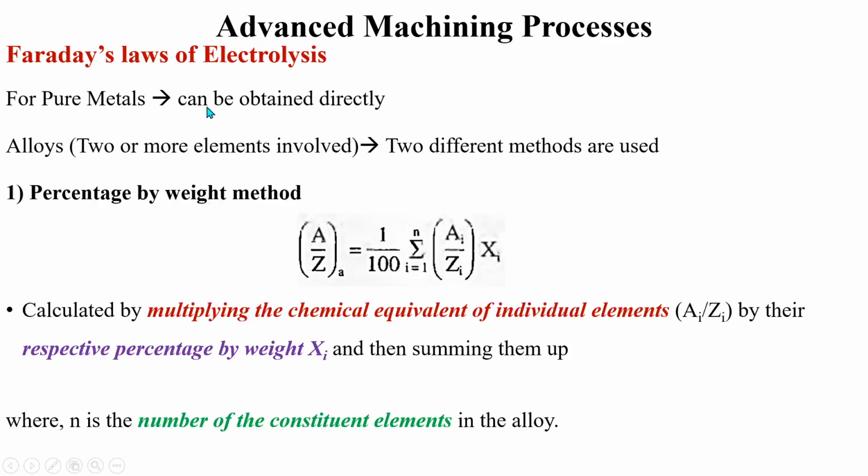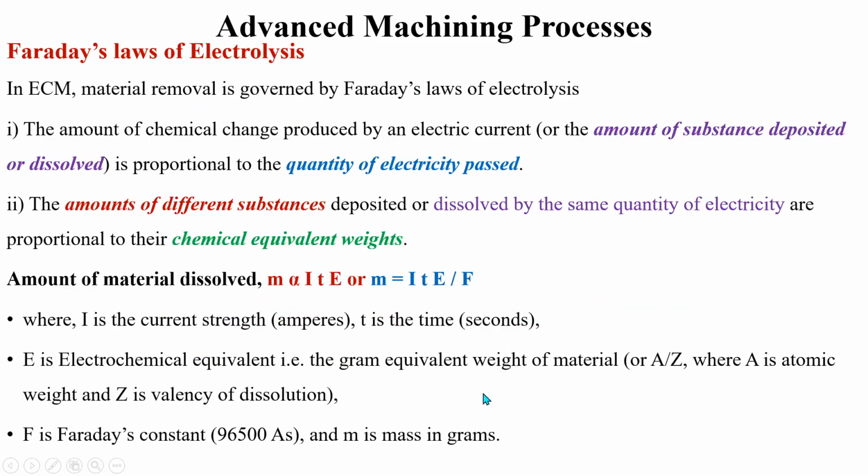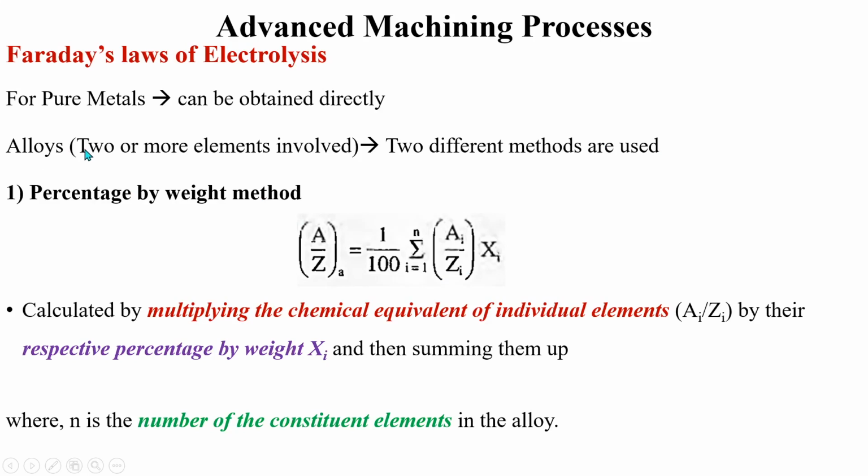In case of pure metals, you can easily calculate the electrochemical equivalent, because only one element is involved. The electrochemical equivalent E of a pure metal can be calculated as A by Z. We know the atomic weight of that specific element, and similarly the valency can also be obtained. So for pure metals, obtaining the electrochemical equivalent is easy, whereas in alloys two or more elements are involved. In that case, we have two different methods to find the electrochemical equivalent for alloys. The first method is the percentage by weight method.